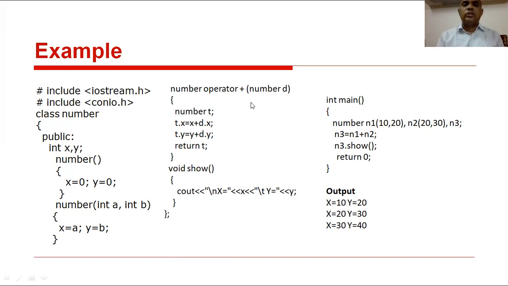So simply the control calls this one. Then there is a temporary object dot x equal to x plus d dot x. x value equal to a, that is equal to 10 plus 20 equal to 30. Then y value equal to 20 plus 30 equal to 50. Then return t, control returns back. Then the n3 dot show function will execute, then display x value and y value. Clear? Then return show. Here there is no need to call the operator member function. Clear all of you? Wherever the plus occurs, it automatically calls. So this is the concept of operator overloading functions.